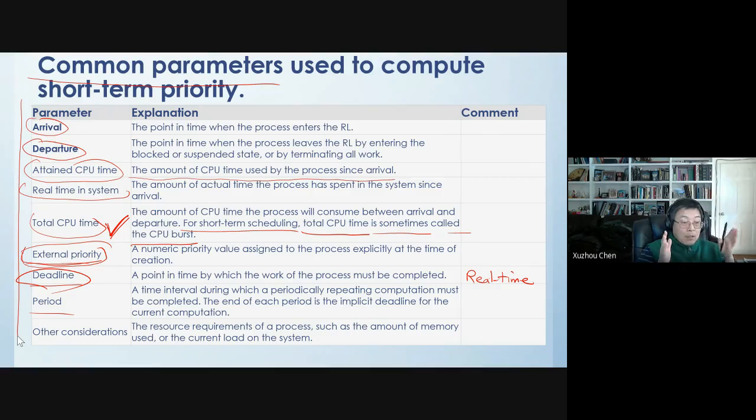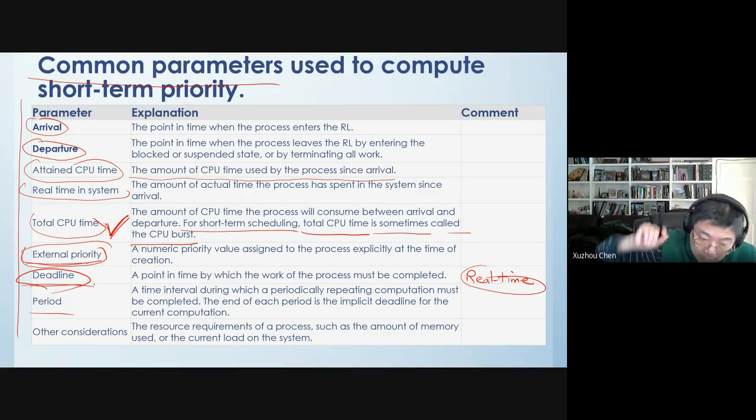Okay. So for some systems, one particular parameter is very important, and for other systems, other parameters are more important. As I said, for a real-time system, the deadline is the single most important factor. Some other criteria, for example in a general computer system, could be the CPU utilization, right?